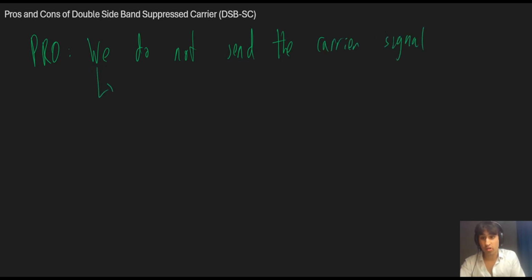Okay, let's look at the pros and cons of the double sideband suppressed carriers. So the main pro is we do not send the carrier signal. And this is a pro because we save power. If you're wasting your power on random stuff like the carrier signal, remember the carrier signal holds no information. So remember, carrier signal, no information.